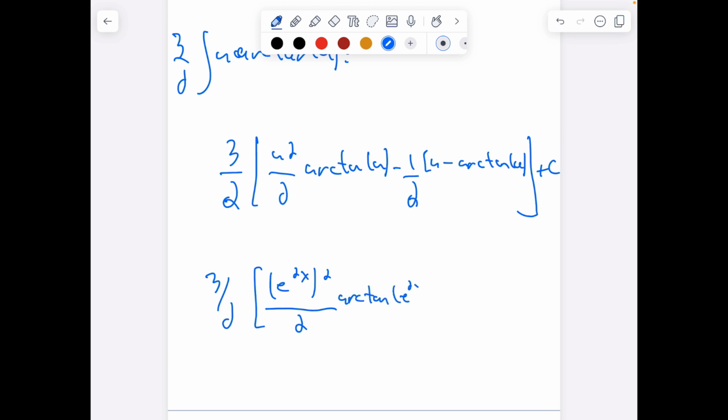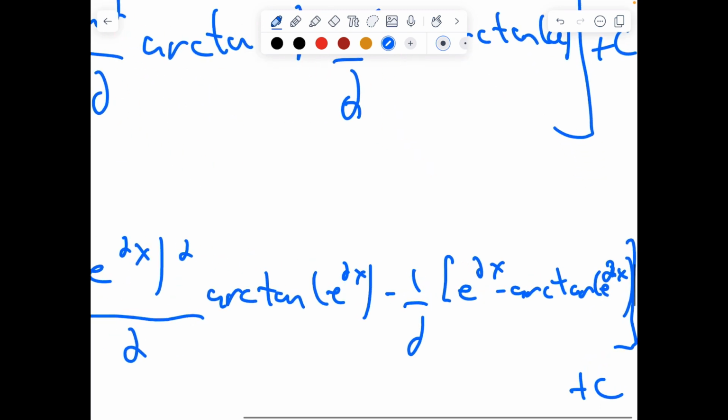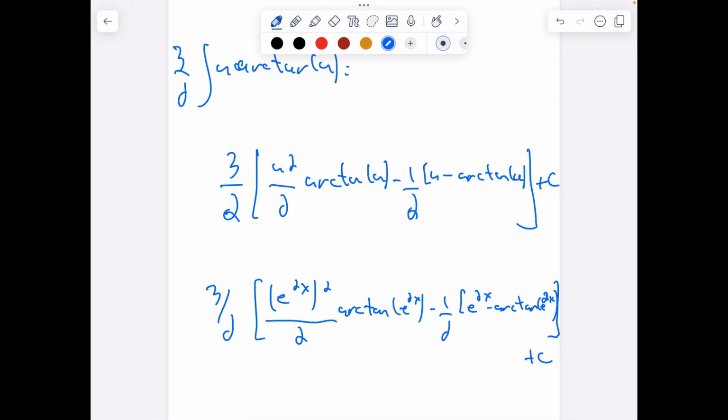Arctan of e to the 2x minus 1/2 e to the 2x minus arctan e to the 2x plus c. And sorry, yeah, that is arctangent of e to the 2x. Zooming in on that for a second. And that would be it.